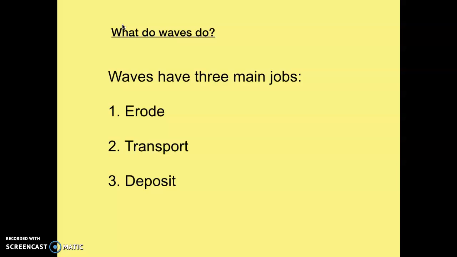Okay, let's start with erosion. There are 4 types of erosion: hydraulic action, abrasion, attrition, and solution. I really recommend that you watch the other video on Show My Homework from Time for Geography, which does a great job at explaining these 4 processes.